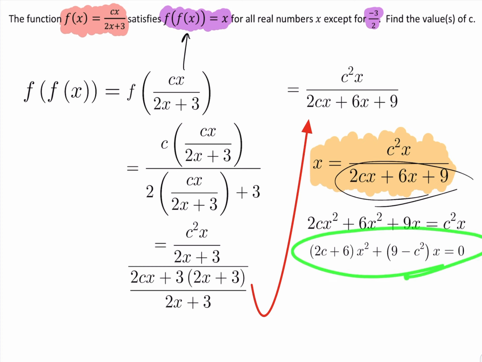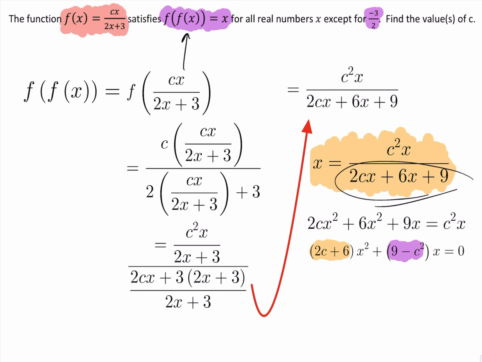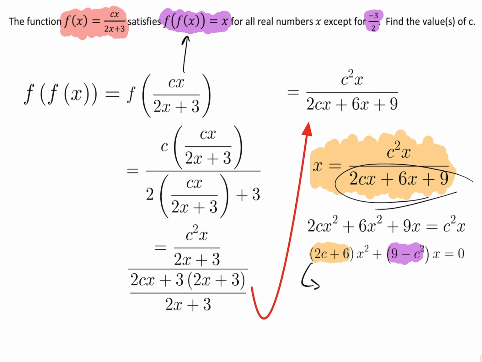Now this has to equal 0 for all values of x, with the exception of our minus 3 over 2. So therefore, it must be the case that the only way this can happen is the coefficient 2c plus 6 must be 0. And the coefficient 9 minus c squared must also equal 0. So the only way that can happen here is if c is equal to negative 3. And for this equation here, the only way this can happen is if c is equal to plus or minus 3. Since both of these have to happen simultaneously, it must be the case that c equals negative 3 is our answer. So the answer to this question is c equals minus 3.